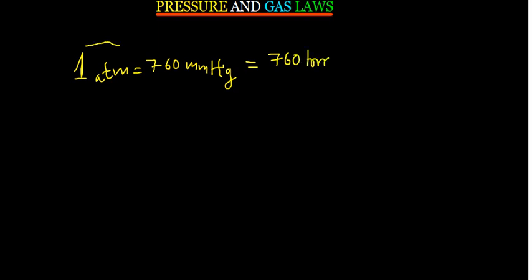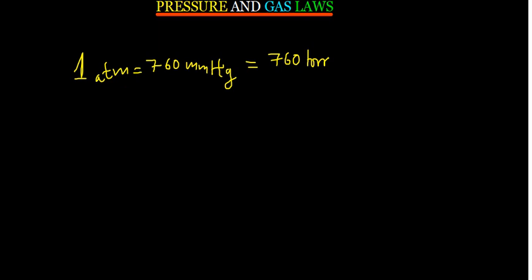So when you're talking about 1 atmosphere (atm), this is going to be equal to 760 millimeters of mercury. Now we know that millimeters of mercury is equal to a torr, so this is also going to be equal to 760 torr. So this is the atmospheric pressure. 1 atmosphere is referred to as the atmospheric pressure. It is a standard value.